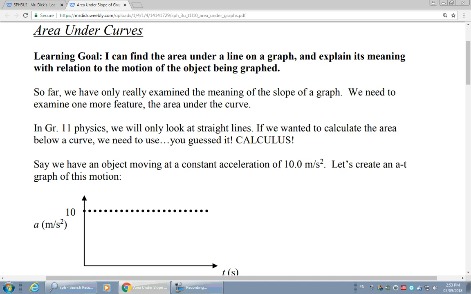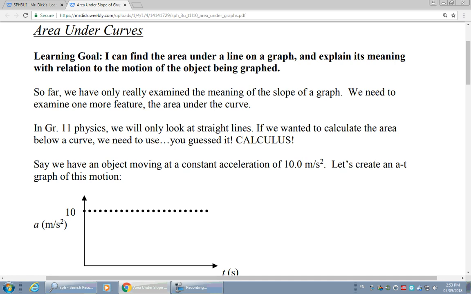Now, we sometimes call it the curve on the graph, but here in grade 11 physics, we're only going to deal with straight lines. If we did want to calculate the area that was under a curve, we'd need to use calculus in that case. But for us, we're going to stick with straight lines to try and keep this introductory note a little bit simpler.